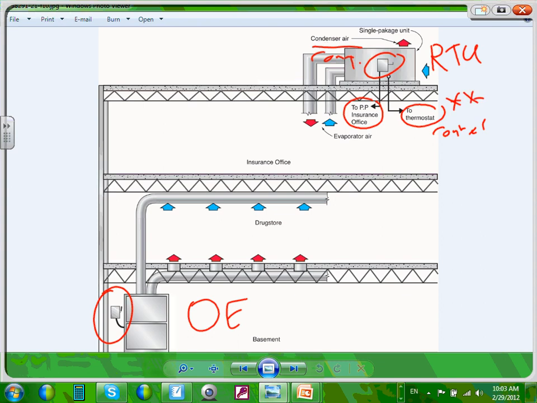That's our interface. We don't set the equipment. We power the equipment, and 99% of the time we don't control the equipment. The HVAC guys will control the equipment. Any comments? Any questions on the rooftop unit system?